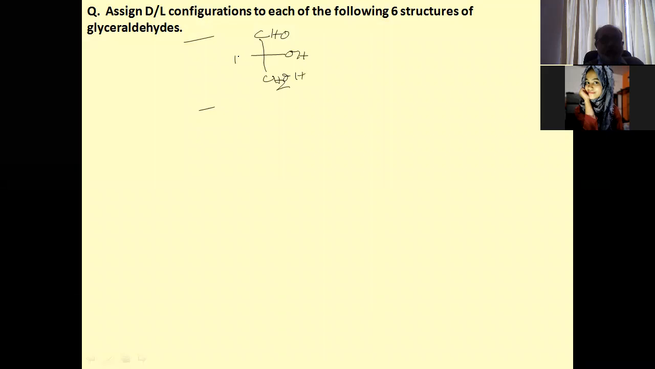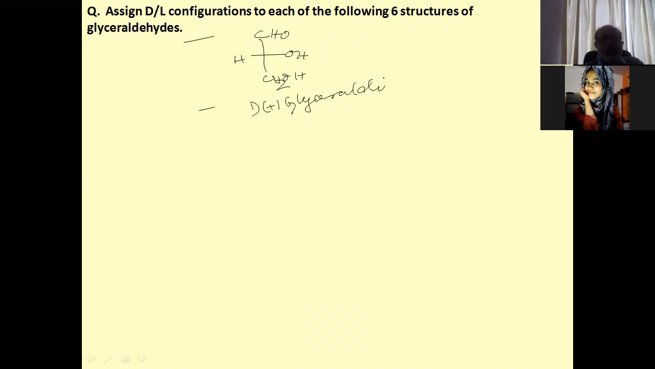Let us come to the next part. Now here it is written, assign D and L. Now this is an exercise. Let us do it. Assign D and L configuration to each and every molecule of glyceraldehyde here. Before I go to glyceraldehyde, this was glyceraldehyde, OH, CH2OH, and this is your H. Now this is your D plus glyceraldehyde.